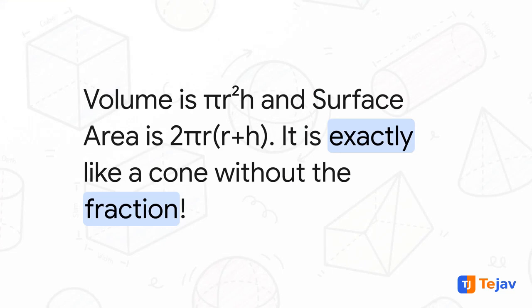Now check out these cylinder formulas. Volume equals pi r squared h. Does that look familiar to you? It is the exact same formula as the cone's volume, just without the 1/3. This is a massive light bulb moment. If you have a cylinder and a cone with the exact same radius and height, the cone holds exactly 1/3 the volume of the cylinder. Pretty cool, right? For the surface area, your formula is 2 pi r multiplied by r plus h.